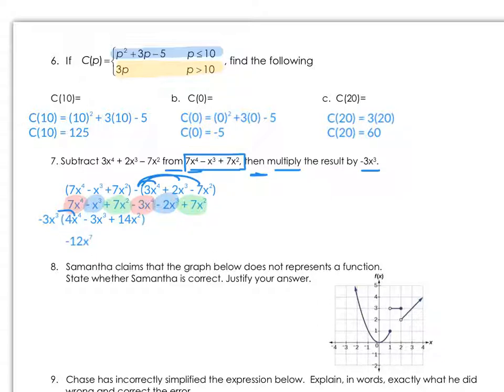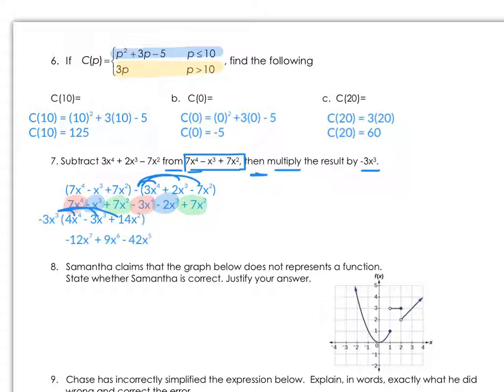Okay, then I have to do the negative 3x to the third times negative 3x to the third. Negative 3 times negative 3 is 9. And then I've got the x to the third times x to the third, add the exponents, so that's x to the sixth. And then lastly, I've got the negative 3x to the third times the 14x squared, and when I multiply negative 3 times 14, I get negative 42. And then we've got x to the third times x squared, that gives me x to the fifth.